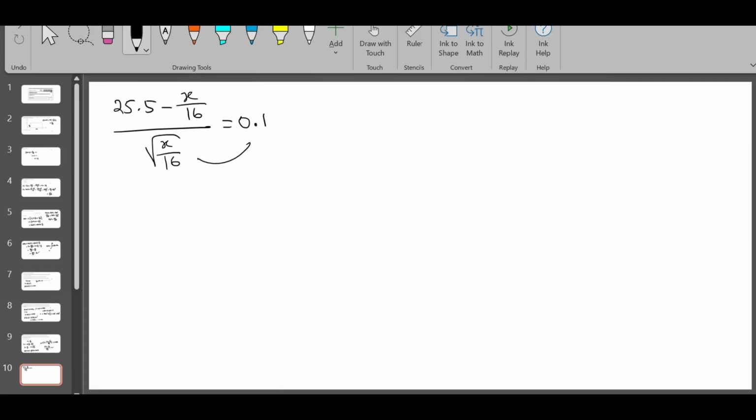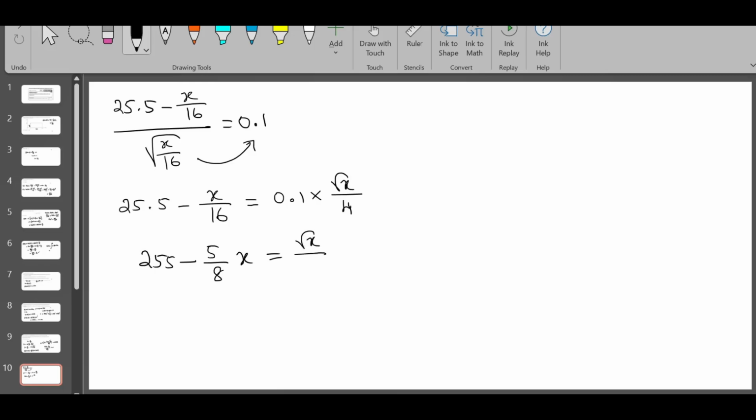So I'm going to bring this here. 25.5 minus x over 16 is 0.1 times square root of x over 4. So multiply through by 10. 255 minus 10x over 16. 5 2s are 10, 8 2s are 16, this will become 1 square root of x over 4.